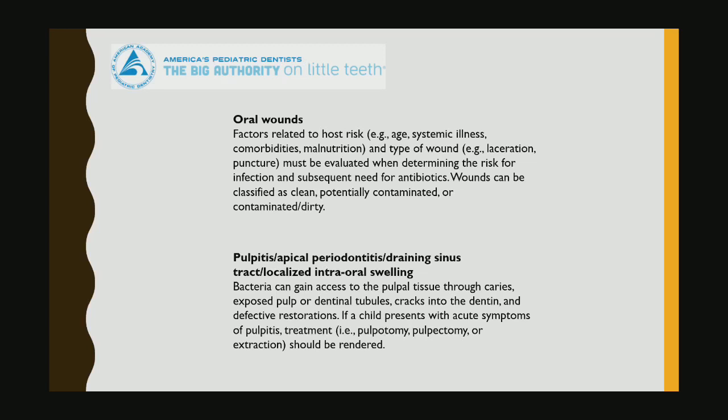The first is an oral wound. When there is an open wound due to dental trauma, the host is at high risk of infection, so he or she should be given antibiotics. Next are dental pulpitis, apical periodontitis, draining sinus tract, and localized intraoral swelling. In all these cases there will be acute symptoms of bacterial infection in the child, so antibiotics are mandatory.